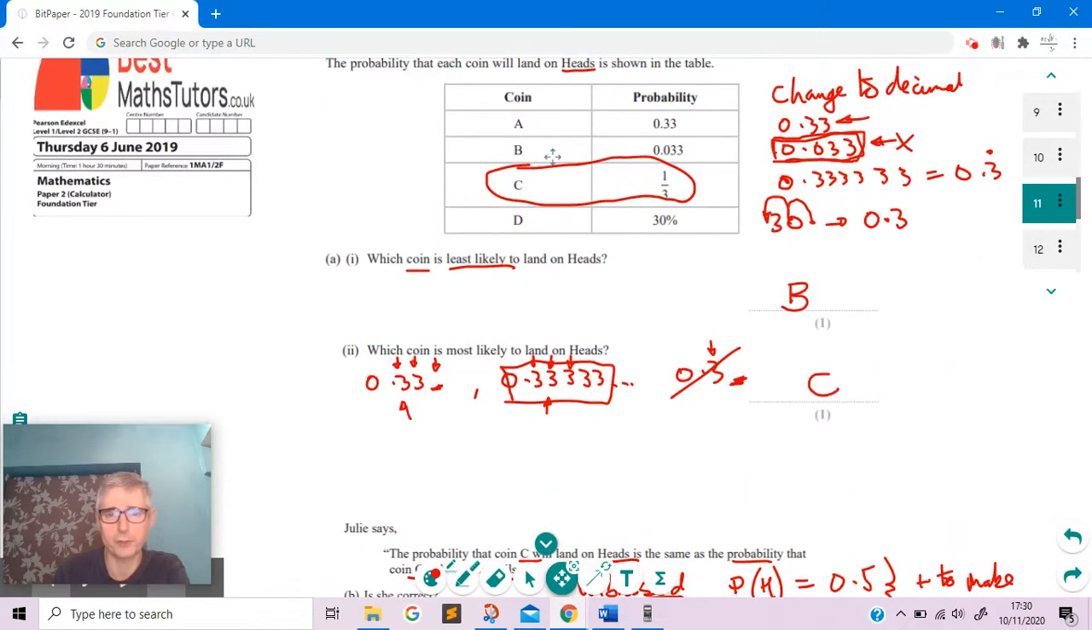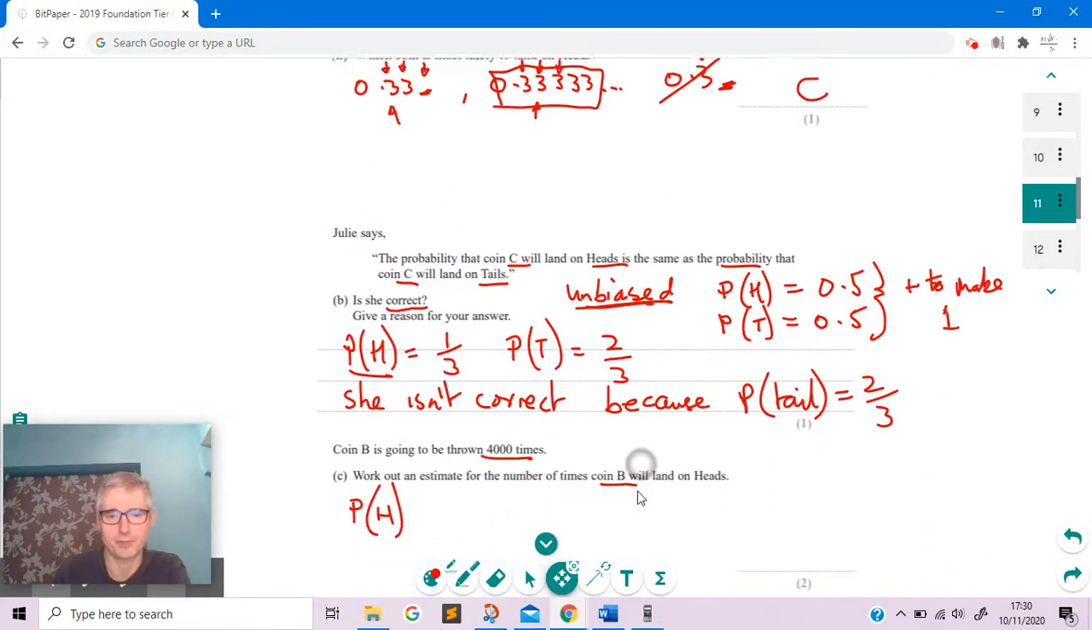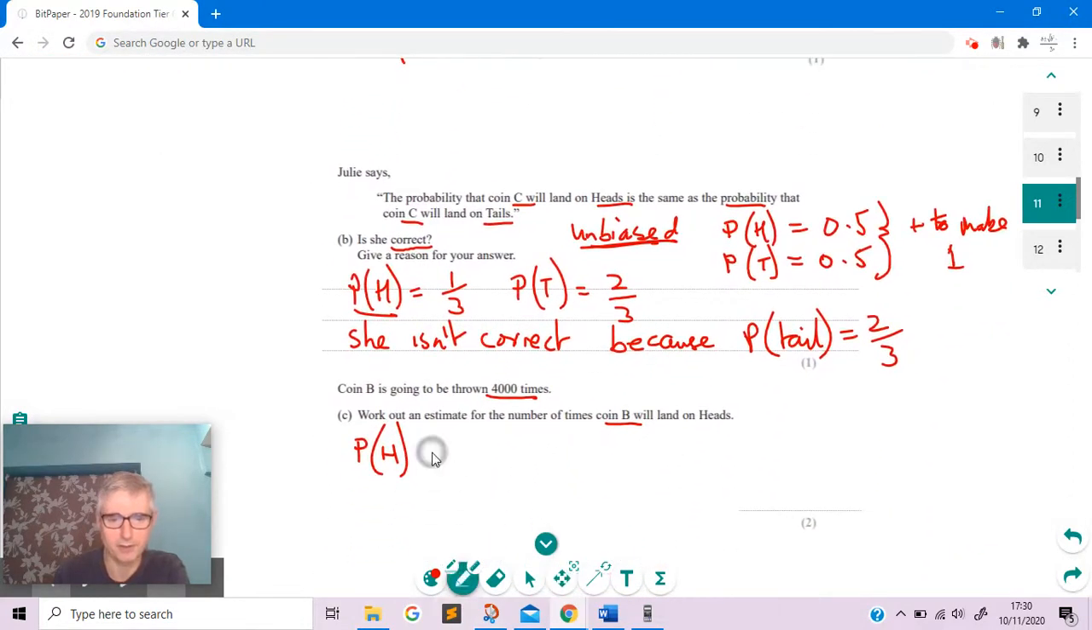So the probability was 0.033. So that's the probability of getting a head, equals 0.033. And we can get the estimate for the number of times, and that's called the expectation, which means the expected number of times something will happen.